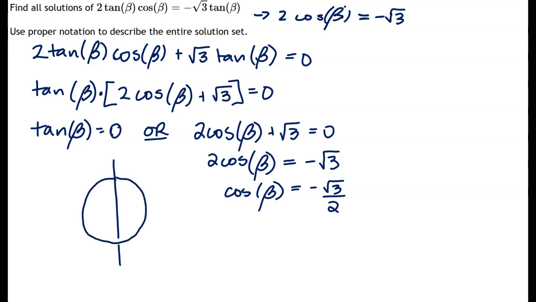So if I draw my not very pretty unit circle, I want tangent equals 0. That means slope is 0. So that actually forces me to go right along the x-axis. So 0, pi, 2 pi, 3 pi, negative 2 pi. Any of those will work. And then cosine, that's an x value. If that equals negative root 3 over 2, that's going to put me out here closer to the x-axis, towards the left-hand side of my circle.